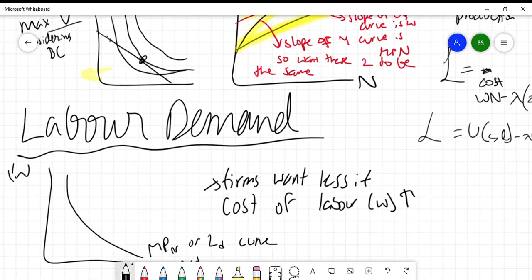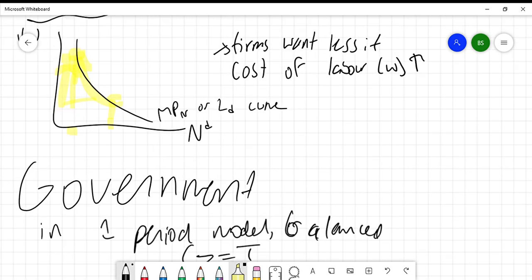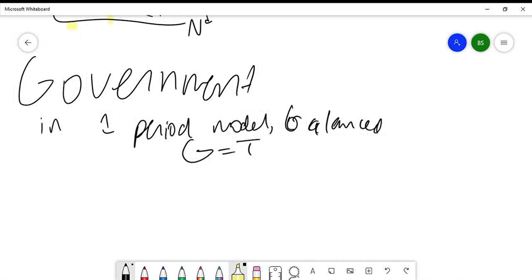Almost 19 minutes. Labor demand is basically: as the wage increases, I am going to hire fewer people because as a firm, I don't want to be spending that much money. And in terms of government, in the one period model, government spending just equals taxes. So the government spends all the money that they take in taxes. There's nothing else there. Okay, bye.